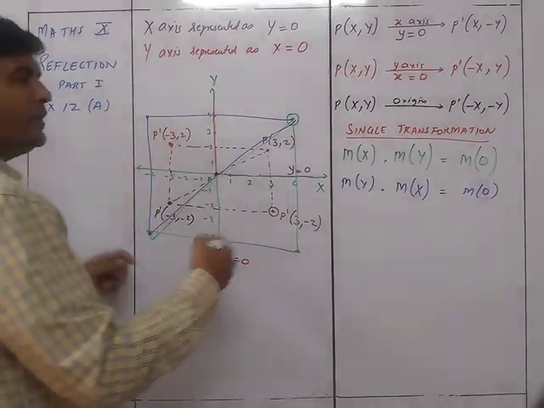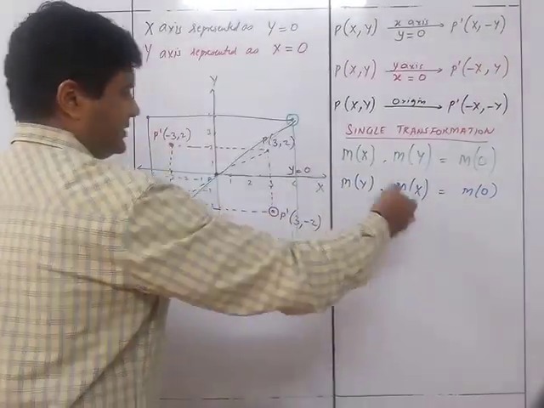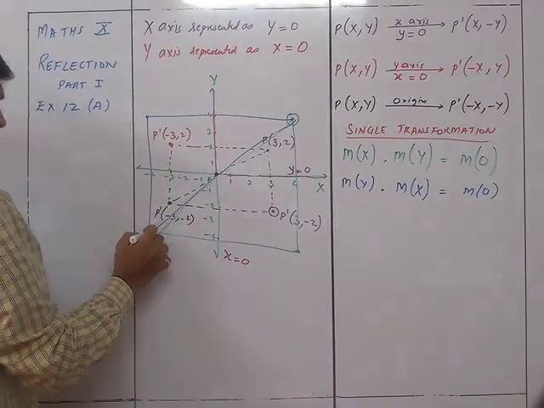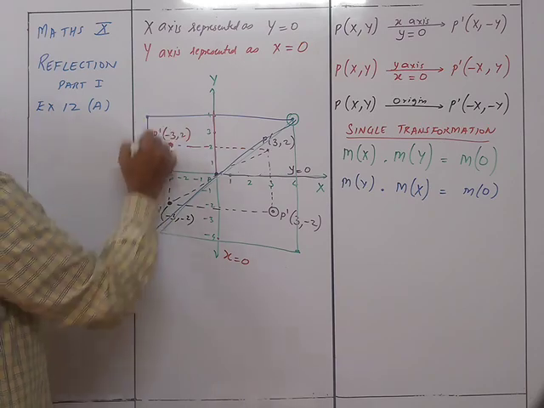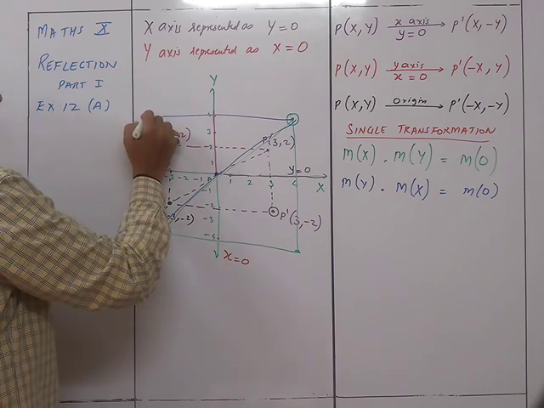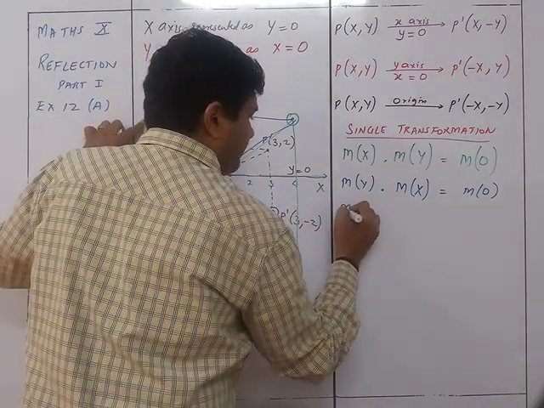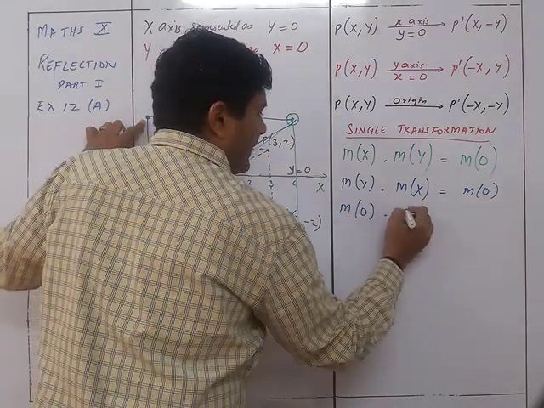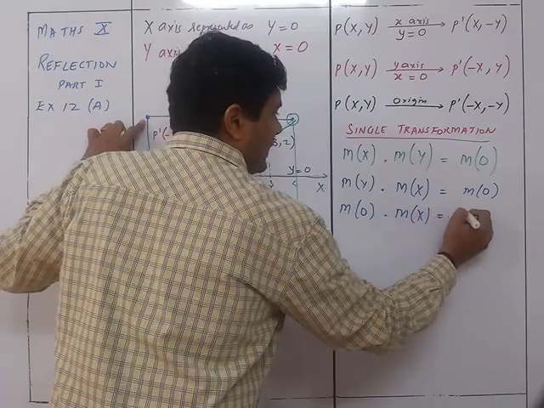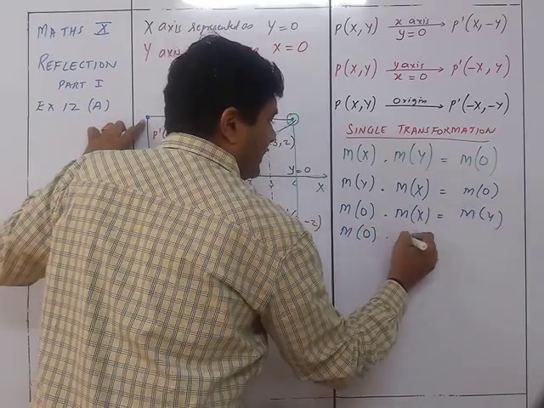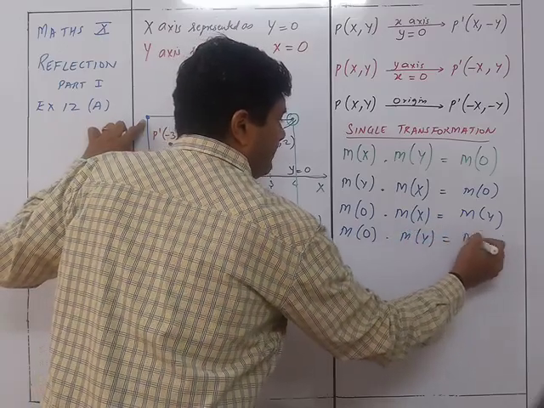The same is also true the other way around. Like suppose from here the first transformation was the origin. Then I transformed it to the x-axis. So the single would be directly from here to here, that is, the y-axis. So it will be this way. Mo into Mx is equal to My. Similarly, Mo into My will be Mx.